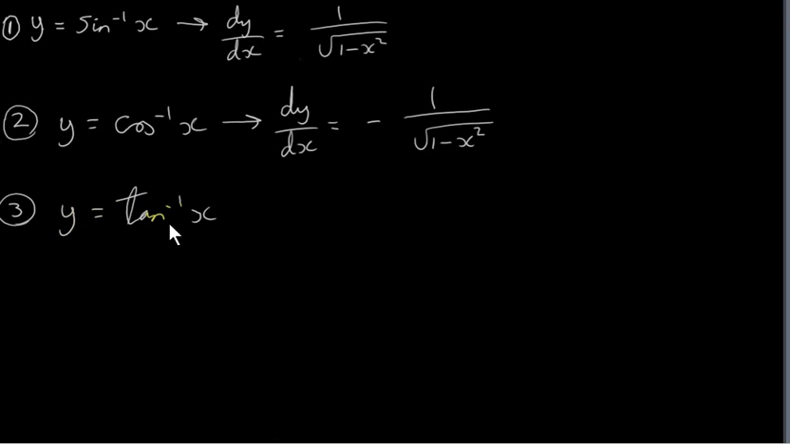Finally, we have y equals inverse tan of x. Take the tan of both sides. So we get tan y on the left hand side. The tan of the inverse tan of x is just x. Differentiate both sides with respect to x.